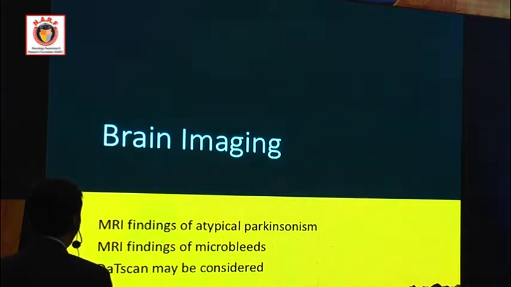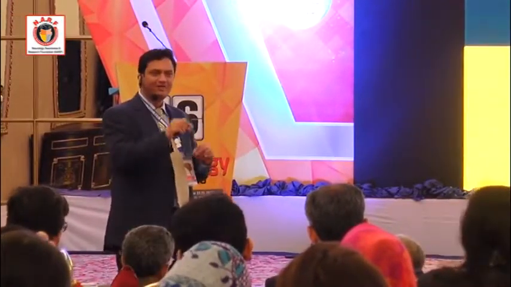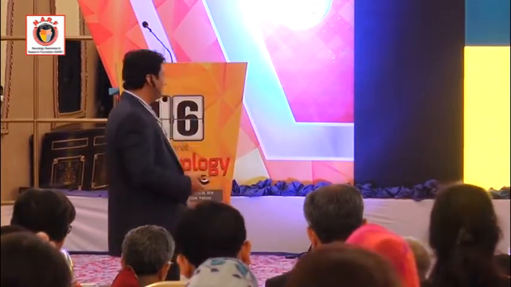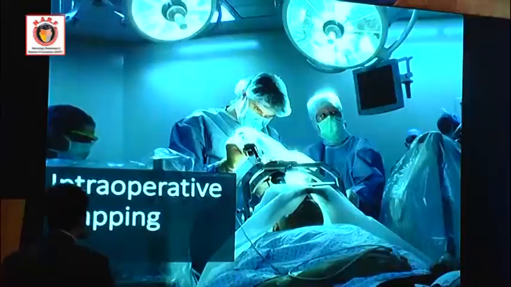It's important to look for microbleeds. Many of these patients can have concomitant angiopathy of Alzheimer's, so they're 70 years old. If they are already having microbleeds in the brain, the risk of bleeding post-operatively is considered very high. So you have to screen for that. You can look for atypical Parkinsonian signs like the hummingbird sign and the hot cross bun sign, and DAT scan may be considered. In our centers we don't do routine DAT scans, we still do clinical diagnosis.